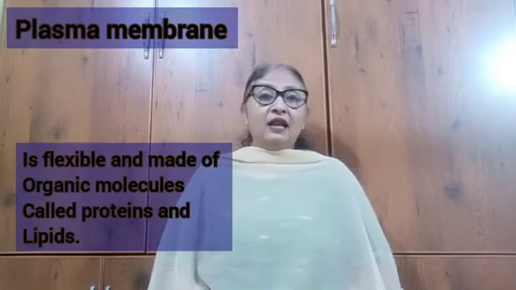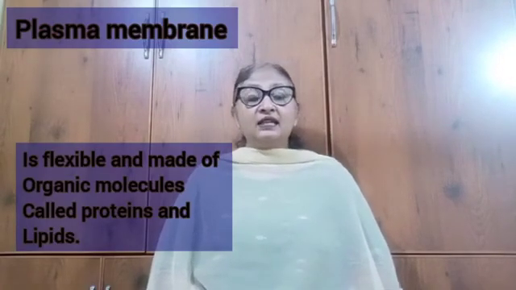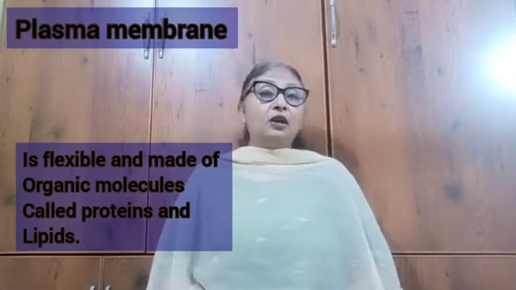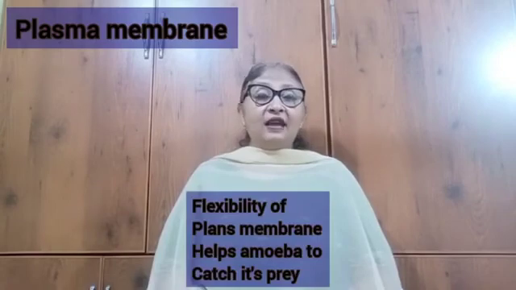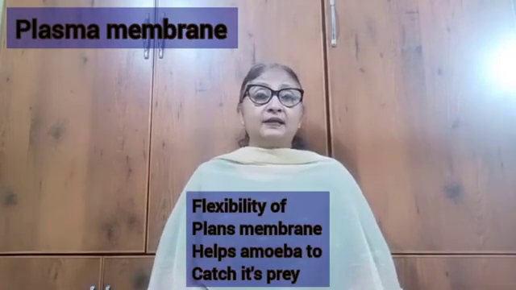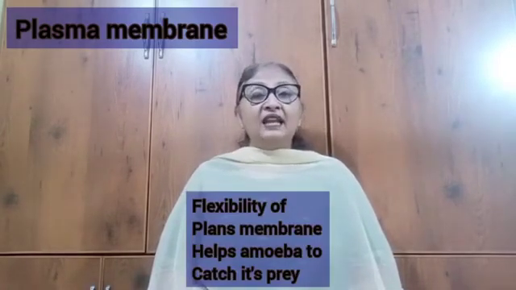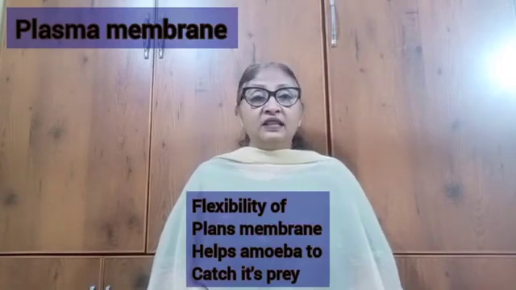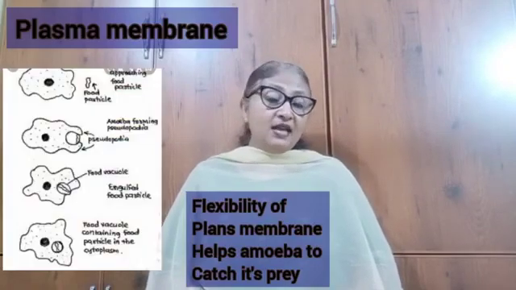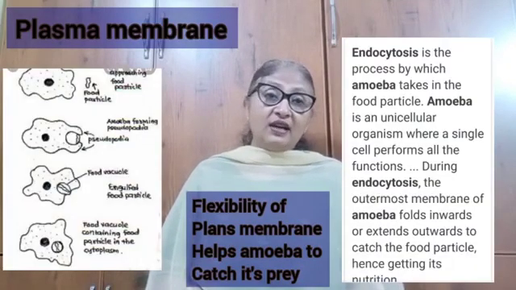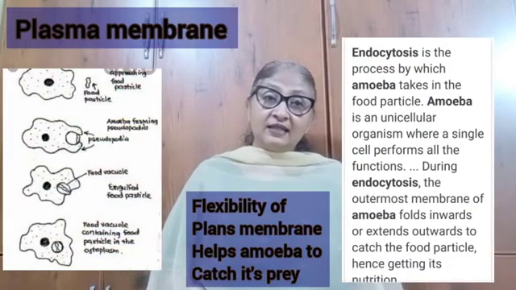Now, the plasma membrane is flexible and is made of complex organic molecules known as lipids and proteins. Because it is highly flexible, it helps to engulf food. This we can see especially in the case of amoeba. Amoeba is a unicellular organism which does not have a definite shape. That means the plasma membrane is highly flexible.